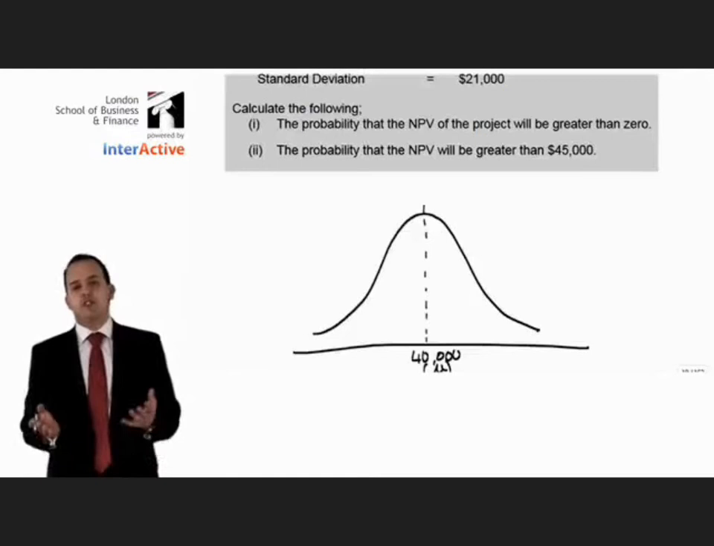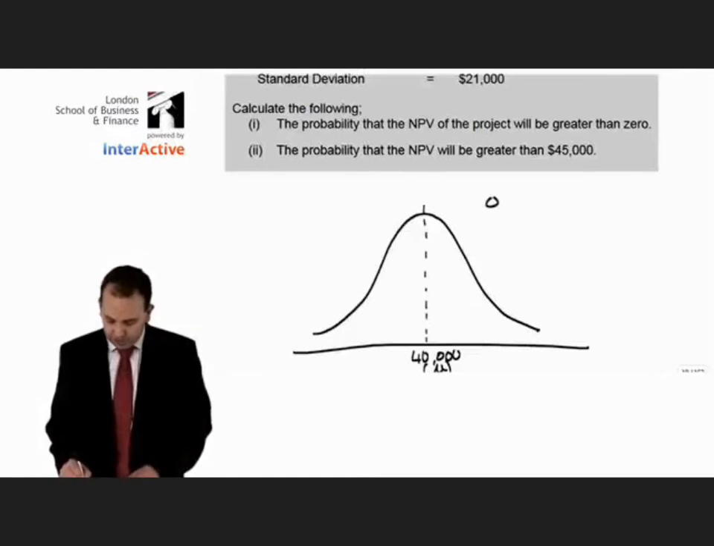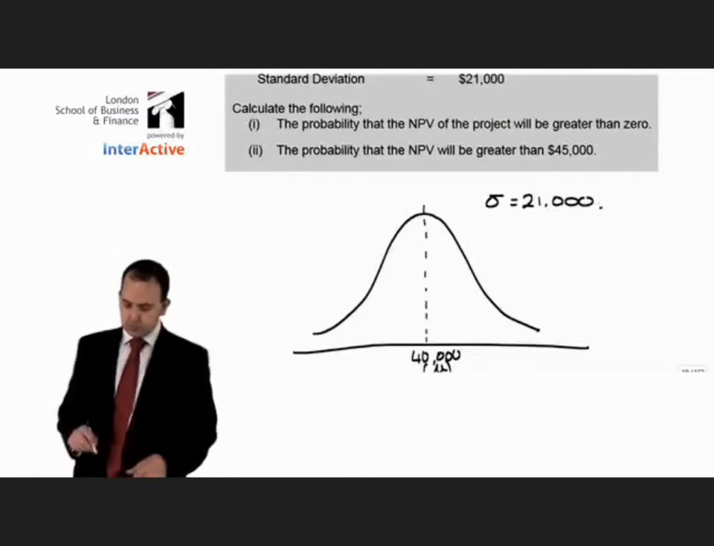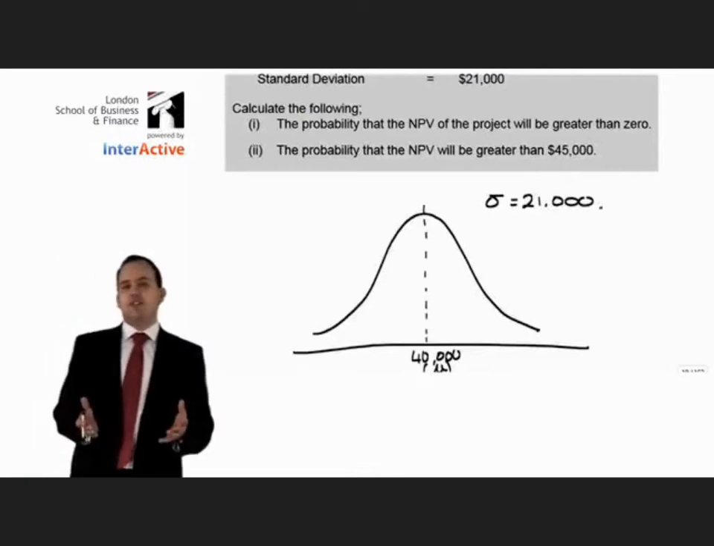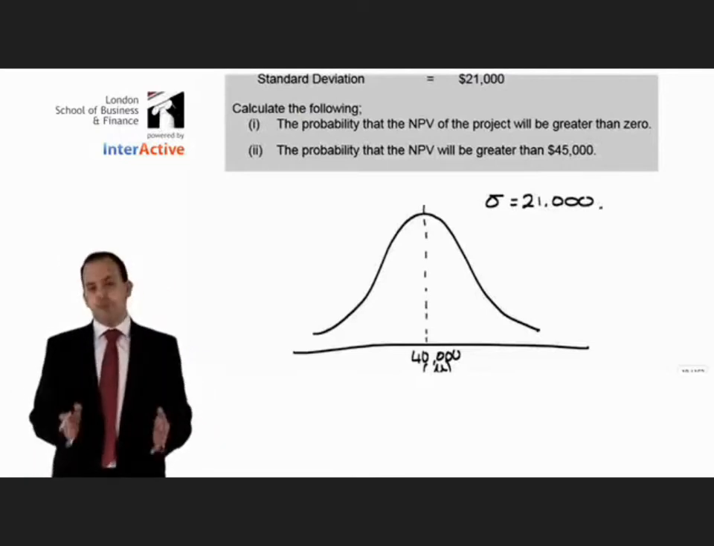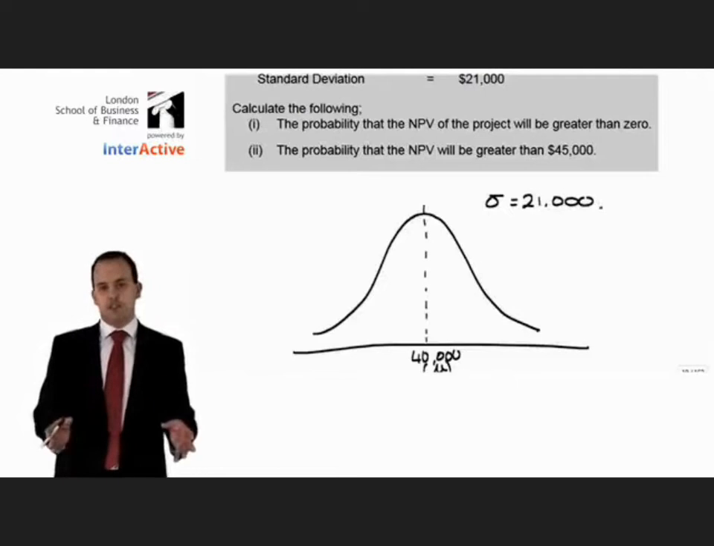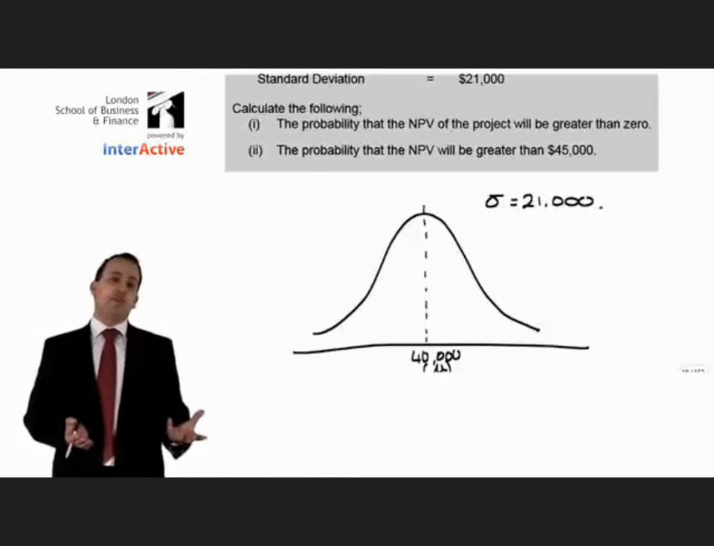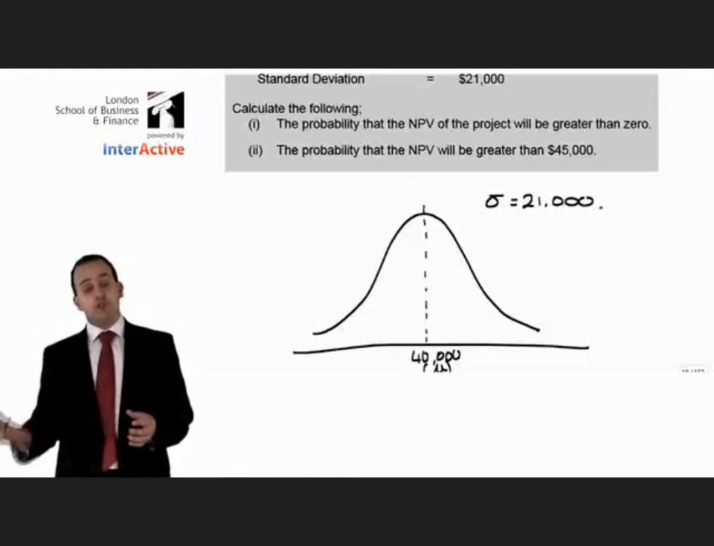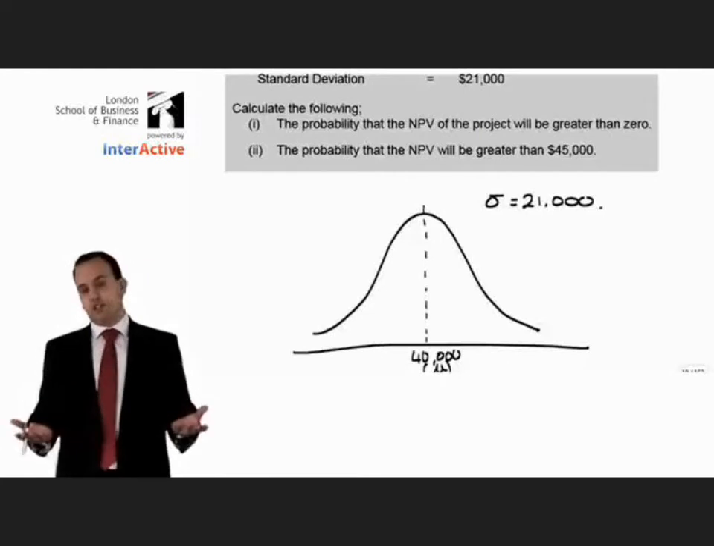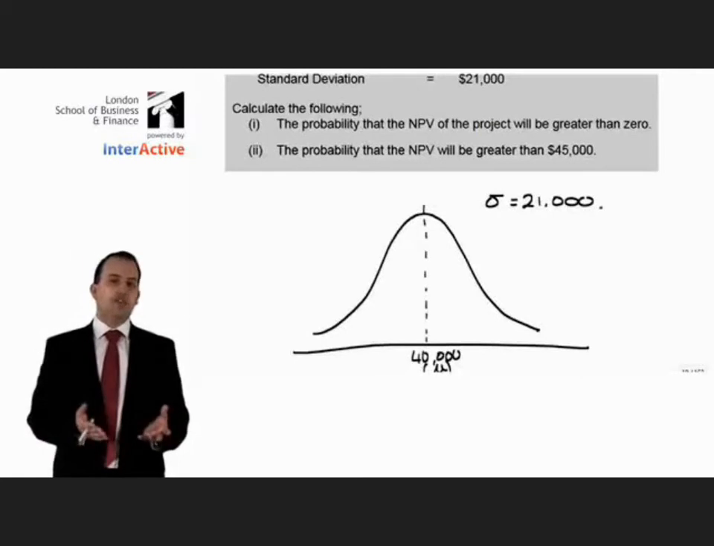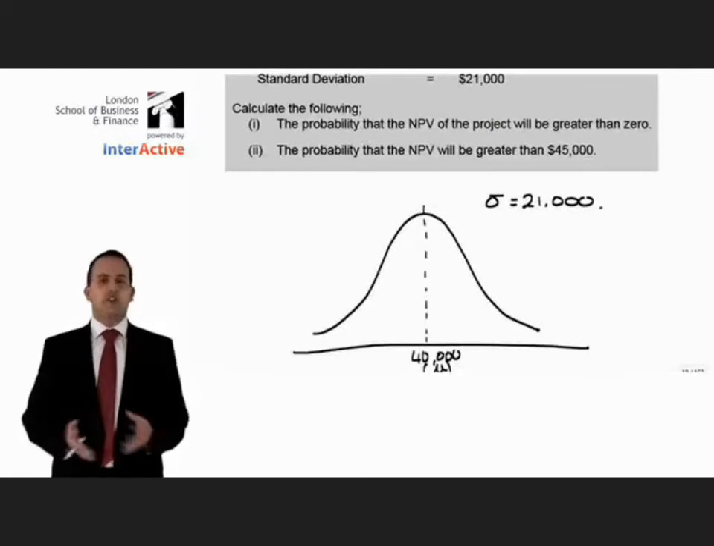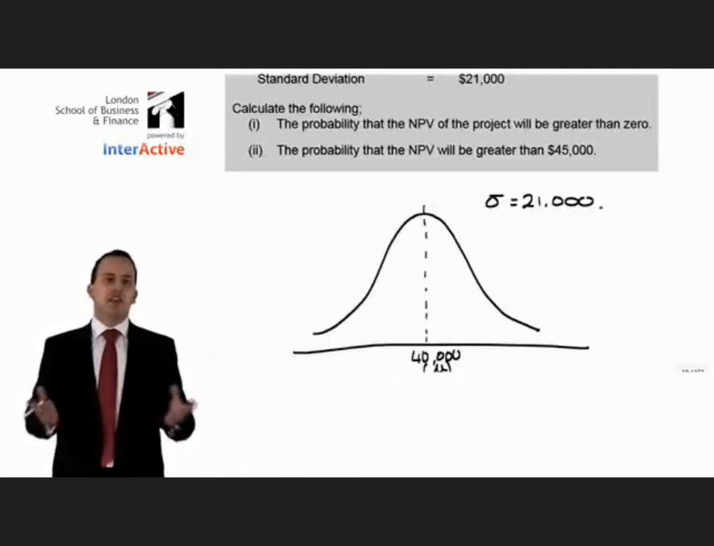We are also told that the standard deviation is 21,000. And the first part of the question asks us to calculate the probability that the net present value is greater than 0. Now, we obviously would like to know this because projects that have a negative net present value are going to be rejected, and projects with a positive net present value are going to be accepted. So what we're trying to work out in the first part of this question is what is the likelihood that this particular project is going to be accepted.